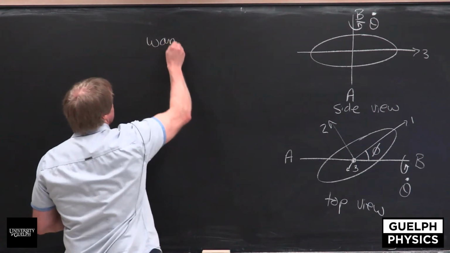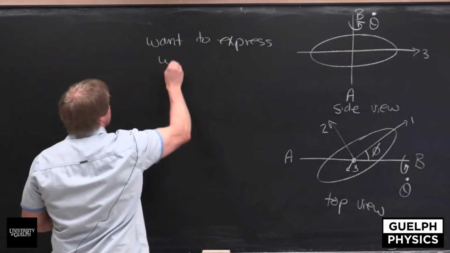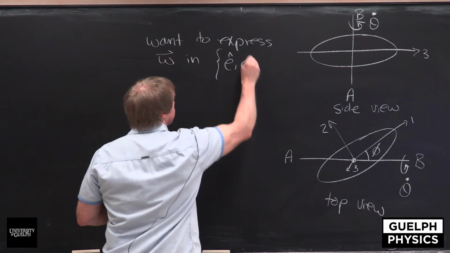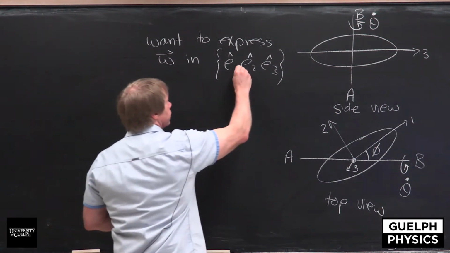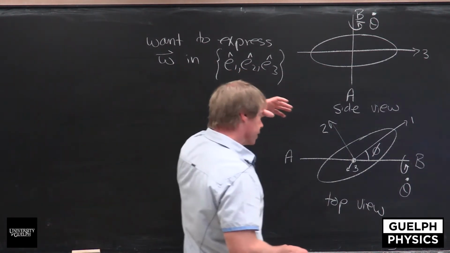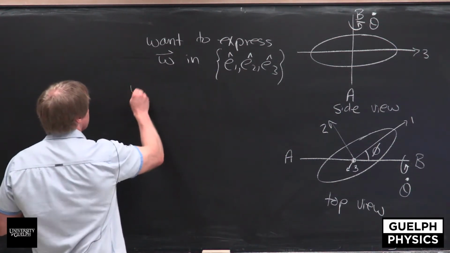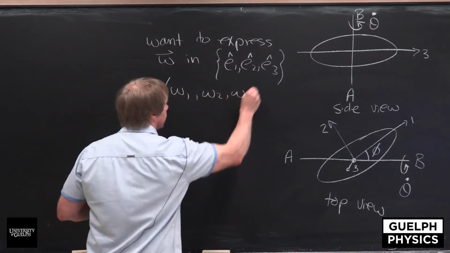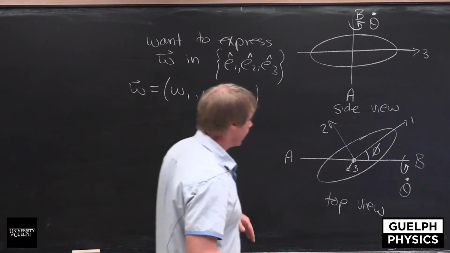So we want to express omega in our basis vectors E1, E2, E3. And if we can do that, then we end up with the simple expressions that we derived before. So I have my 3 components that I need to work out for the omega vector.